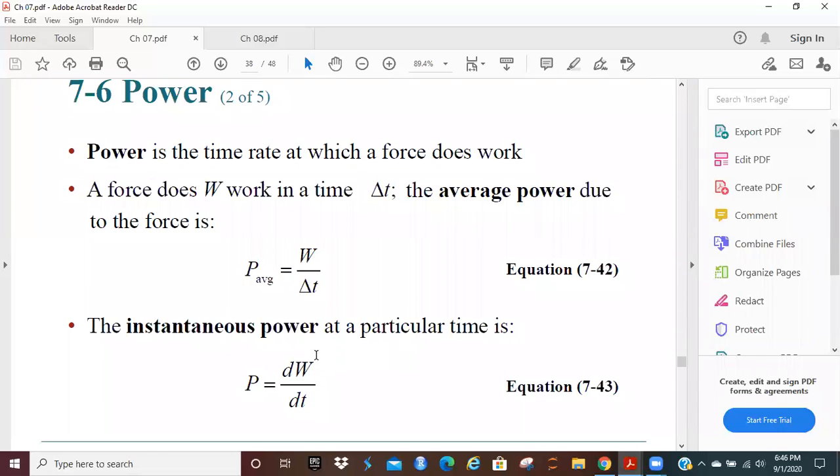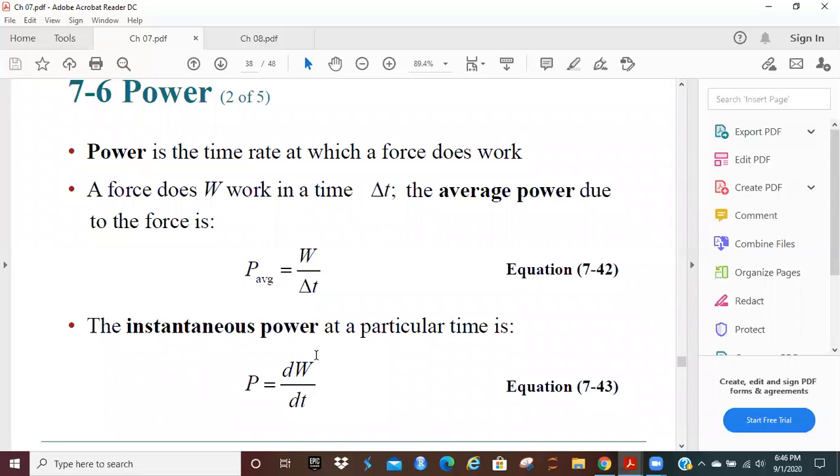So power. Power is going to be the rate of time at which a force does work. In other words, how much work can you apply to something over a set amount of time? The more work that you can apply through a set amount of time, the more power you have. And that's what this definition is saying.